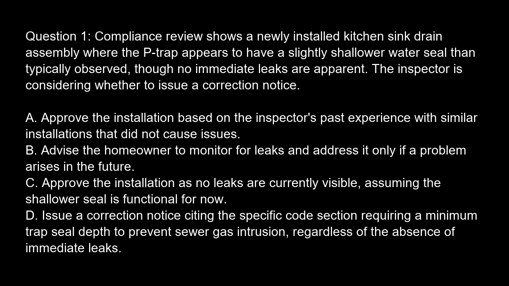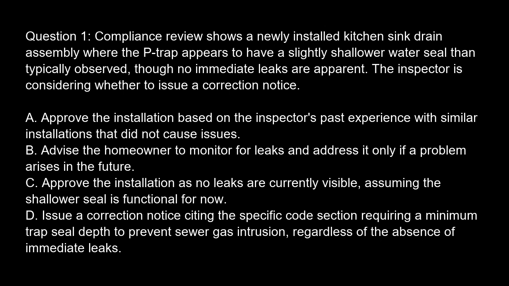Option A. Approve the installation based on the inspector's past experience with similar installations that did not cause issues. Option B. Advise the homeowner to monitor for leaks and address it only if a problem arises in the future. Option C. Approve the installation as no leaks are currently visible, assuming the shallower seal is functional for now.